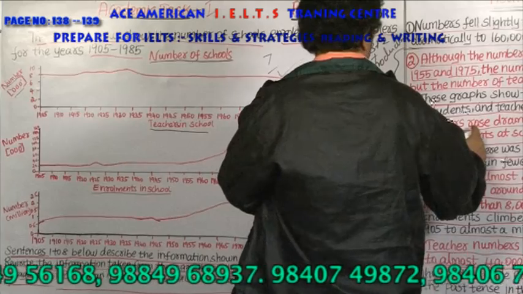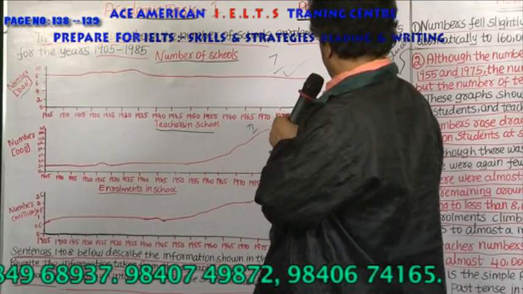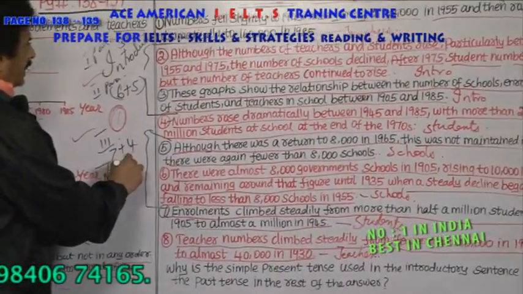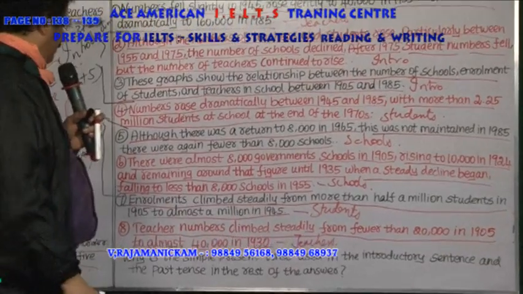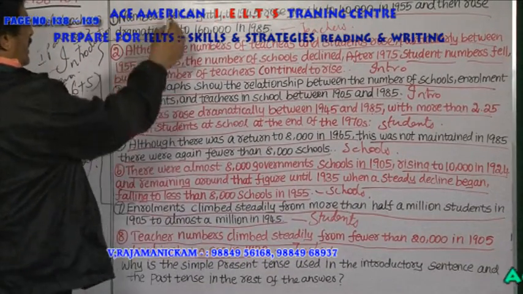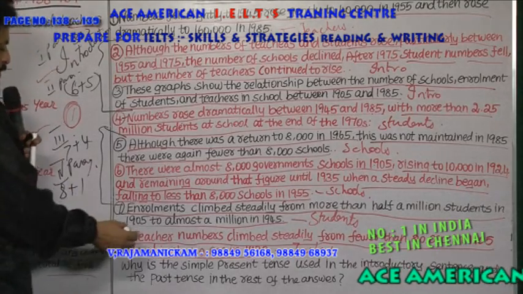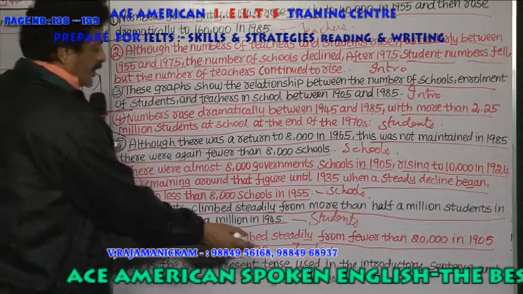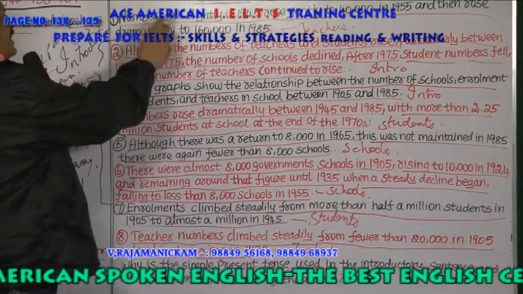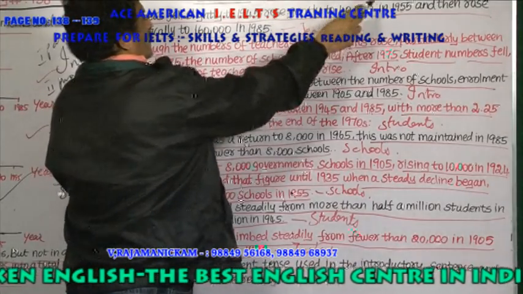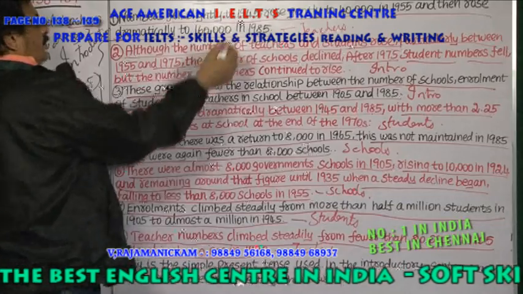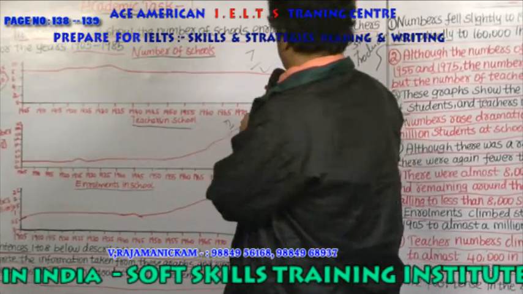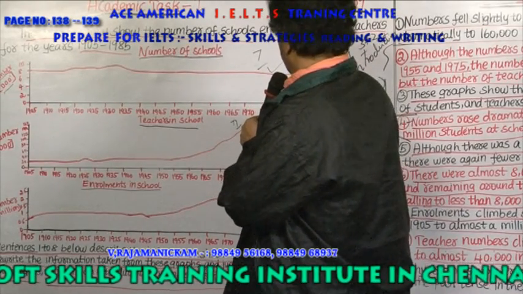Now you are coming to the fourth paragraph. So what can you write about the fourth paragraph? See, about teachers. Teachers, 8 and 1. Teacher numbers climbed steadily from fewer than 20,000 in 1905 to almost 40,000 in 1930. Numbers fell slightly to 1945, rose gently to 40,000 in 1955, and then dramatically to 160,000 in 1985. So here it is about the teachers, the recruitment of teachers. It has increased up to 160,000. So this is the fourth paragraph, and the conclusion you can write.